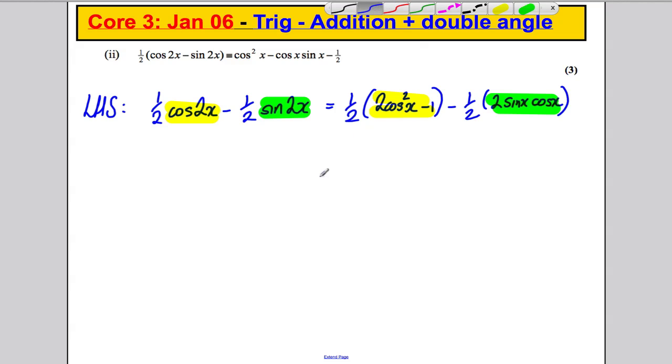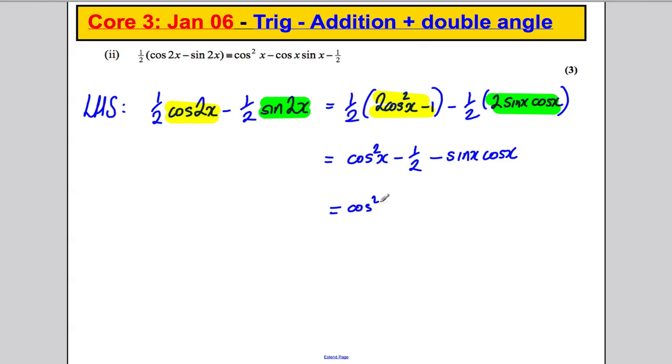So expanding these, a half times 2 would just simply be cos squared x, a half times negative 1 is negative a half, and negative a half times this is negative sine x cos x. And this is cos squared x subtract sine x cos x, subtract a half, and that is exactly equal to the right hand side as required.